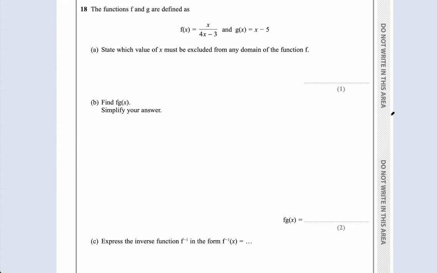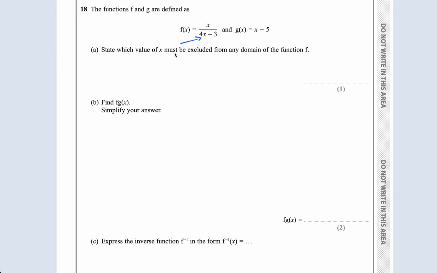Okay, question 18. Functions f and g are defined as this. State which value of x must be excluded from any domain of the function f. This is a familiar question because I've seen this before. Which is the value of x that must be excluded? It's the value of x that breaks, what I like to say, this machine. What number, if I put in here for x, would break the machine?